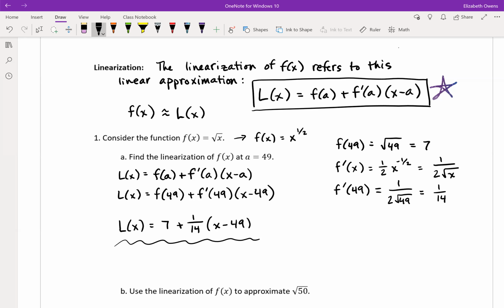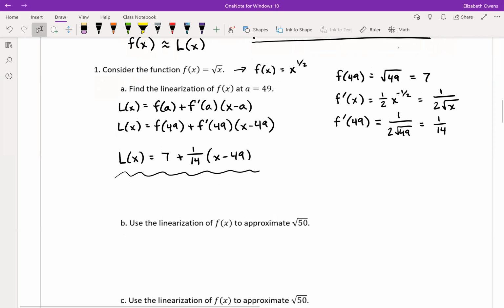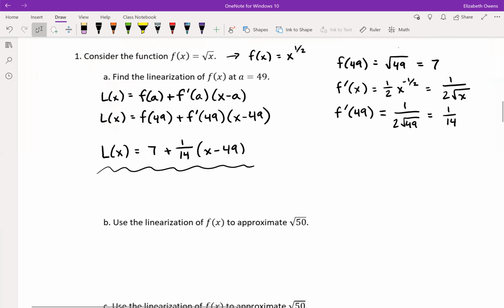Okay, now we're going to use the linearization of f of x to approximate the square root of 50. So what we have here is we want to approximate the square root of 50, which would be f of 50, equals square root of 50. And so we are looking at an x value of 50 here.